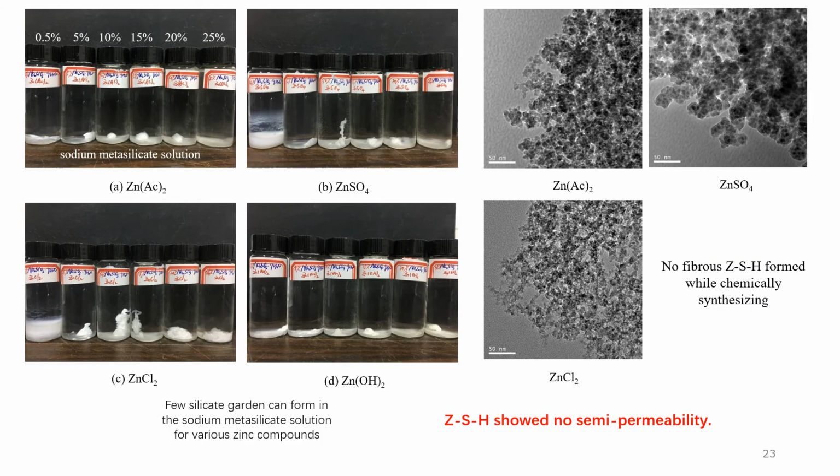And next we will see the formation of silicate carbon in the sodium silicate solution for various zinc compounds. In the TEM observation, we can see that no fibrous ZSH formed while chemically synthesizing ZSH. So from here we can see that the ZSH showed no semi-permeability, and the ZSH always showed granular.